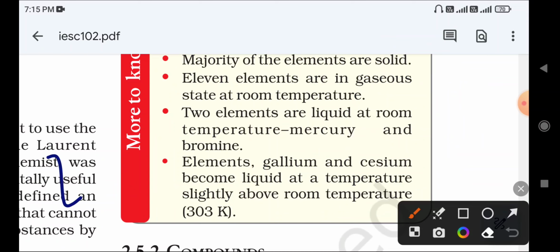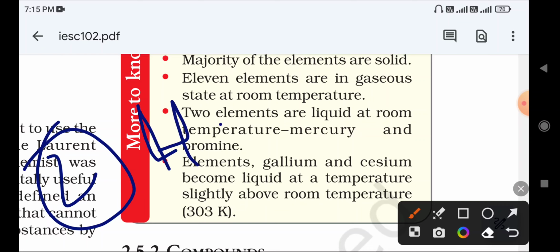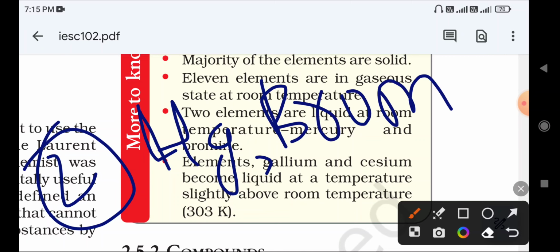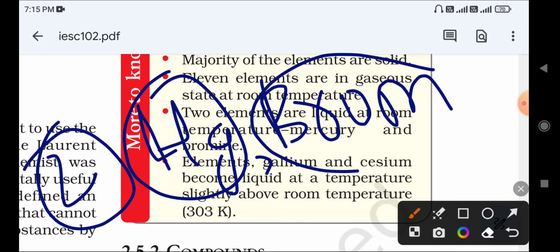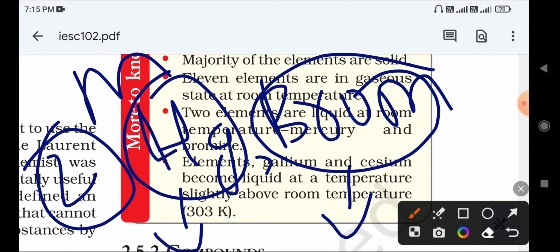Again, two elements are liquid at room temperature. What are these elements called? Mercury, and another is bromine. So two elements which are liquid at room temperature: one is mercury, another is bromine. Bromine is a non-metal and mercury is a metal. Which two elements are liquid at room temperature? You can write mercury and bromine. Bromine symbol is Br, right?